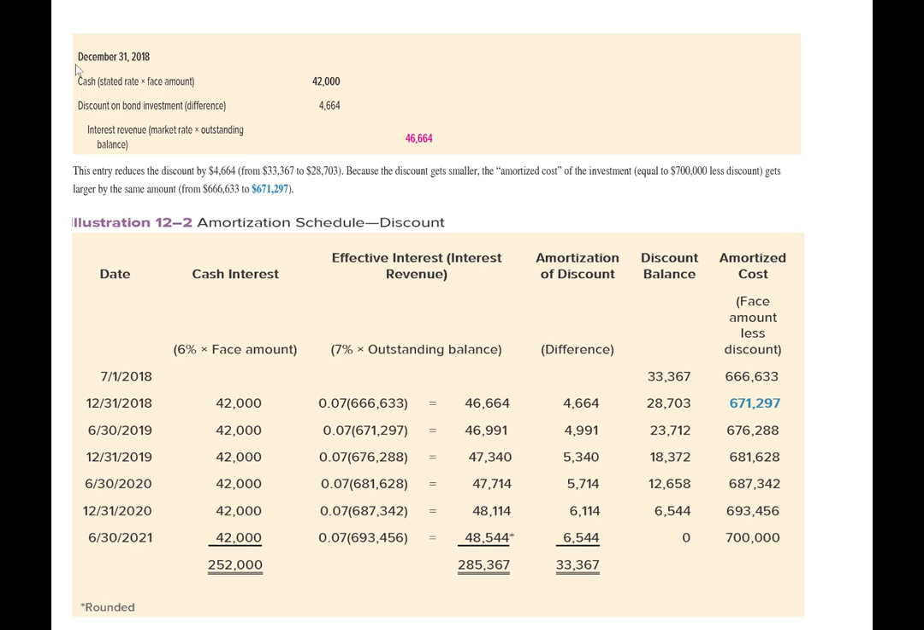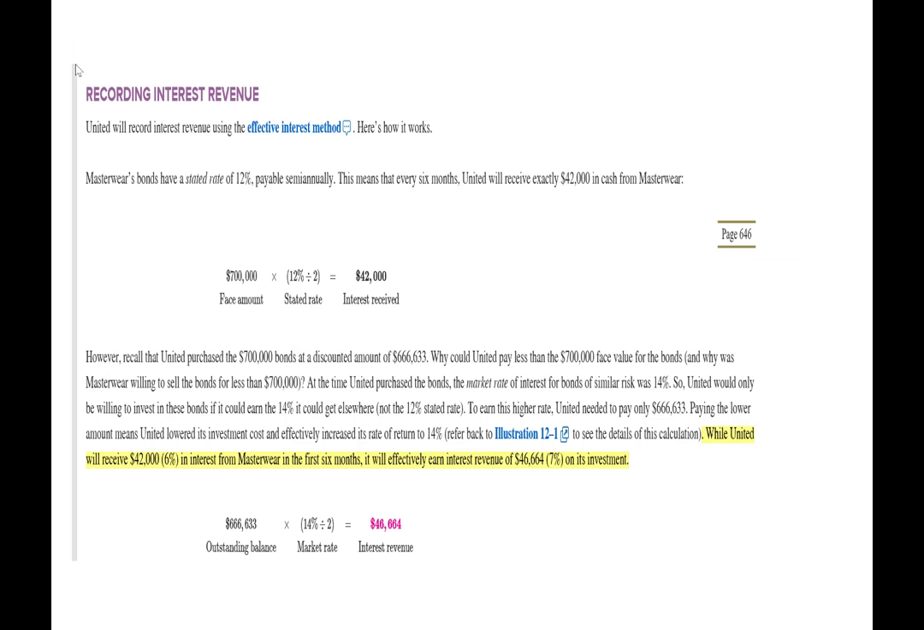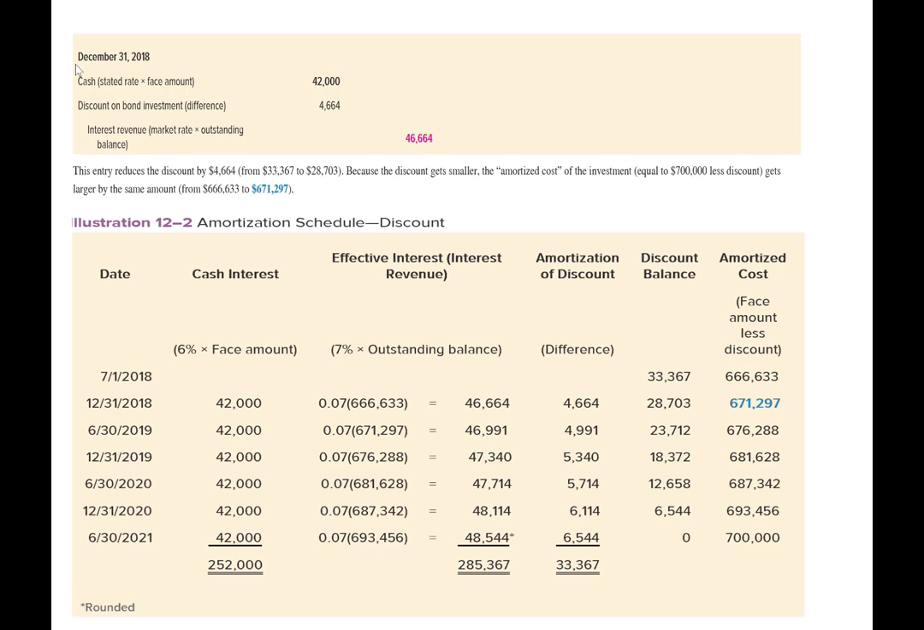Okay, and so what happens? Debit the cash, debit the discount to amortize it, and we book the interest revenue, which you saw how we calculated on the previous slide, right? Interest revenue right here, okay? The difference is the discount, and, of course, we're getting the cash.